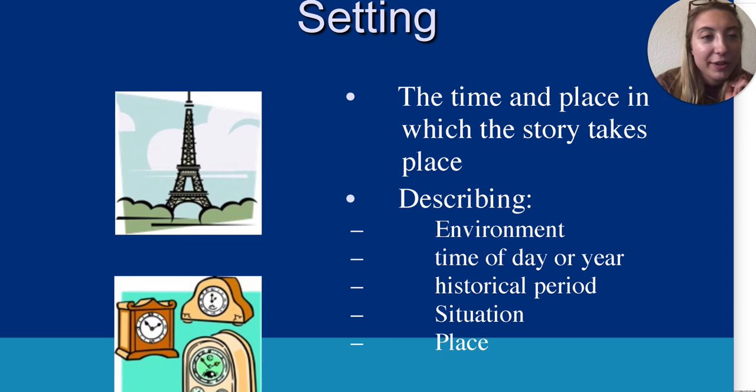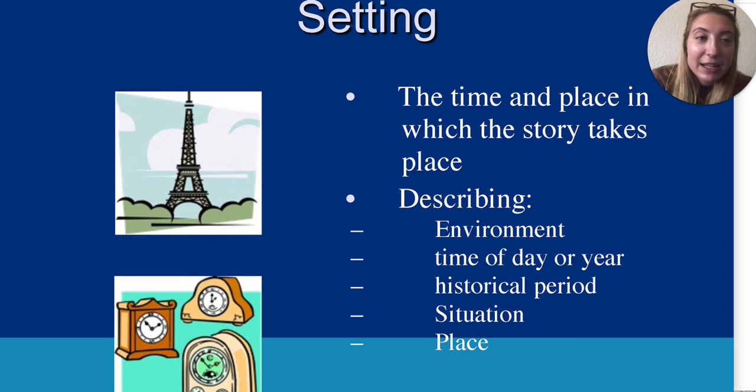Now let's go over the setting one last time. The setting is the time and place in which the story takes place. So where the story is happening and when the story is happening. We can do that by describing the environment, the time of day or year, a historical period, a situation, or a place. Today I want you to pick a book at home. Remember, Epic is only available 8 a.m. to 3 p.m. So if you're watching this not during those hours, I would pick a book from home.